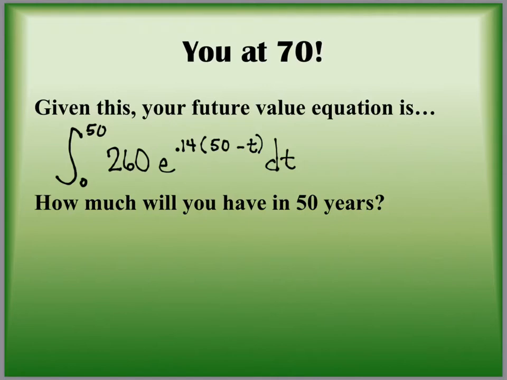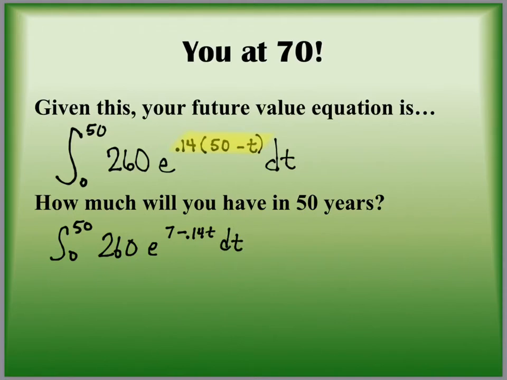The question then is, how much do we have in 50 years? So we're going to actually do this particular calculus problem. It's a little different than the ones we've done, but not very different. So let me actually show you how it works. So we have that 0 to 50. I'm actually going to multiply this exponent out since there's a parenthesis in there. So this is 260 e to the, let's see, 0.14 times 50, that's actually 7, minus 0.14t, dt. Okay, so far so good?